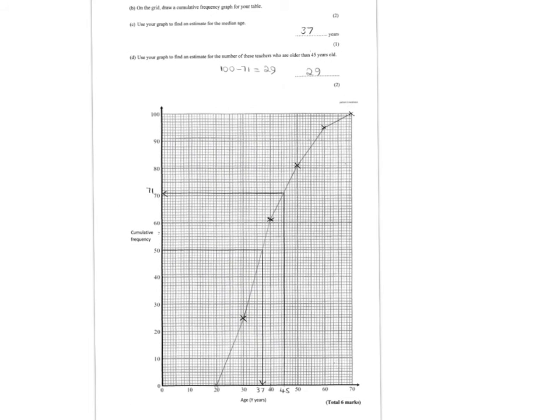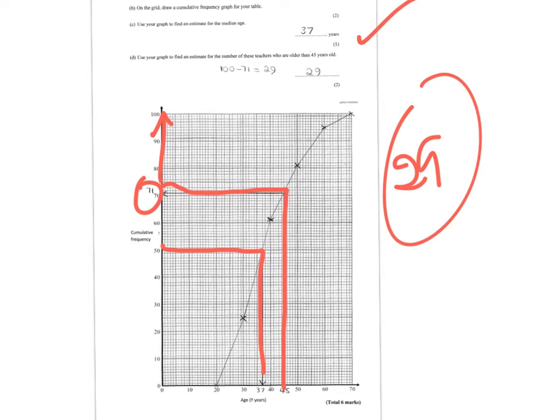The median, your total values are 100. You go to half of that, which is 50. Hit the line, read that value. It's 37. Number of teachers older than 45. Go to 45 this way because that's the age. Go across. It reads 71. Anything above 71 to the total of 100 is older than 45, so it's 29.